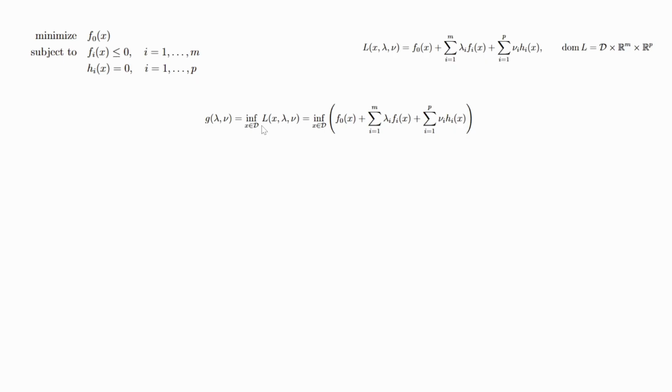Now, here's the remarkable fact. The dual function g is always concave in lambda and v, no matter what the original problem looks like. It doesn't even have to be convex. Why? This is because g is the pointwise infimum of a family of functions of lambda and v, and each of these functions is affine in lambda and v. You can see this by just looking at the Lagrangian. And the pointwise infimum of any family of affine functions is, of course, concave. We saw this again in chapter 3.